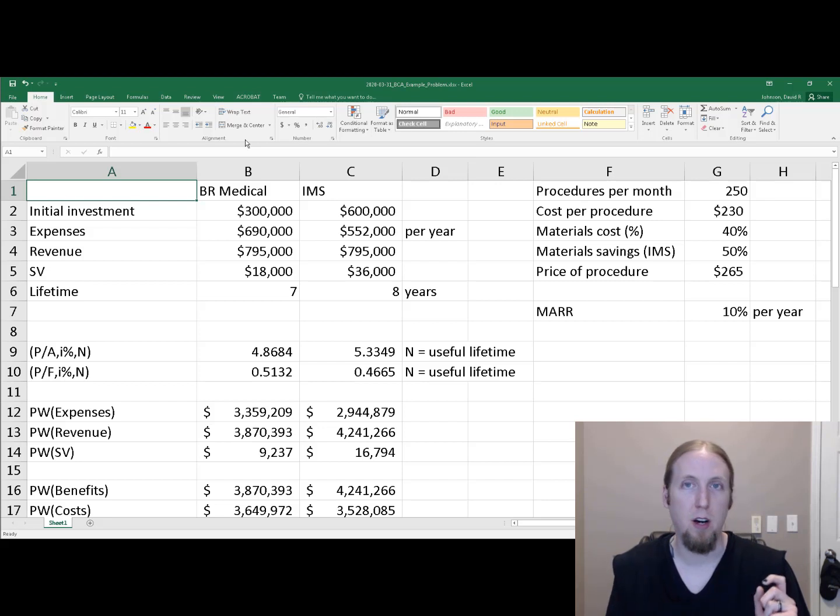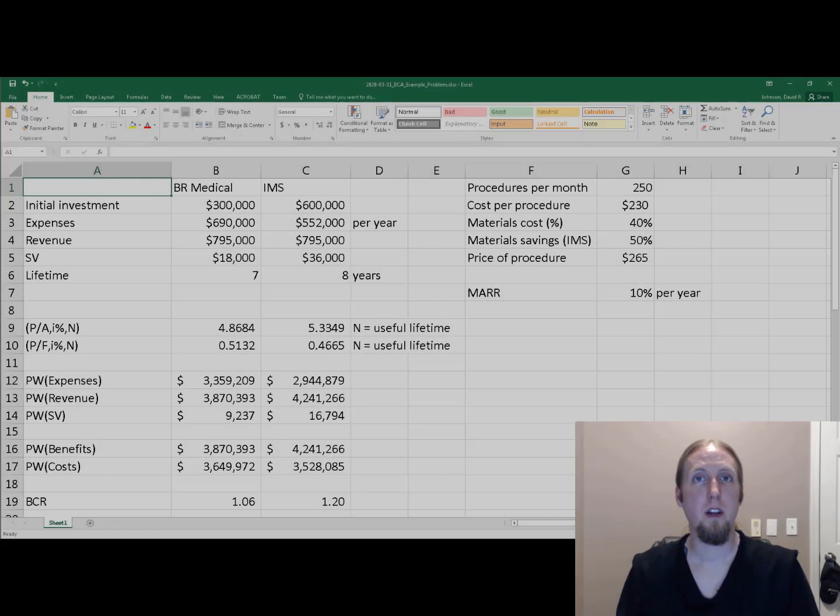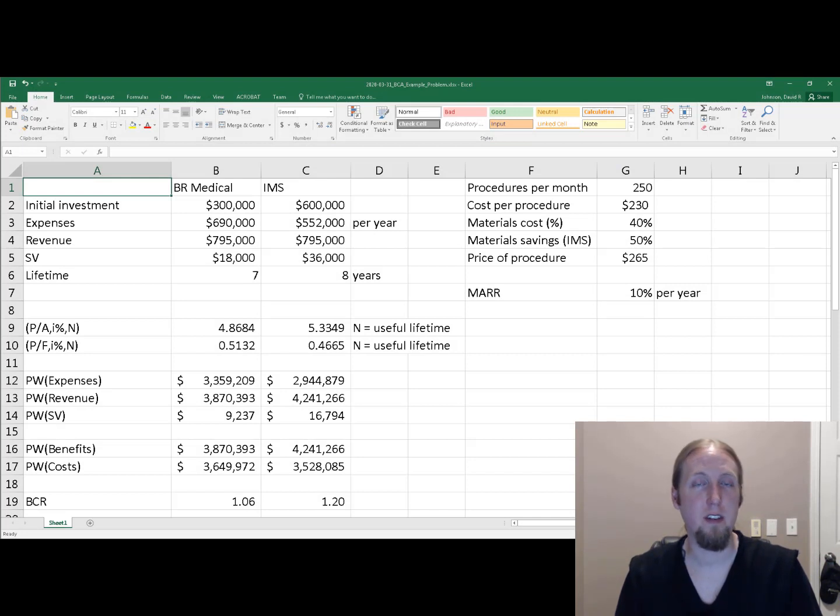For the salvage value, we can take its present worth by multiplying it by P given F. And that gives us our present value of benefits and costs, where the benefits are just the present worth of the revenue, and the costs are the initial investment minus the present worth of the salvage value plus the present worth of our annual expenses. Then the benefit cost ratio of each device can be found by just taking the ratio between the present worth of the benefits and the present worth of the costs. We can see that they're both greater than 1, so both devices would be justified in using on their own.